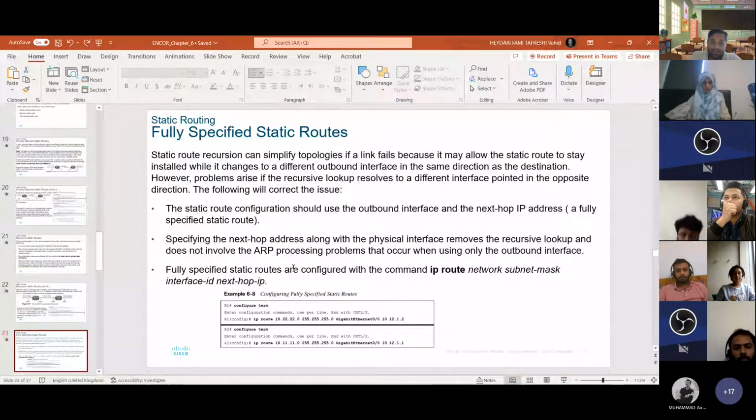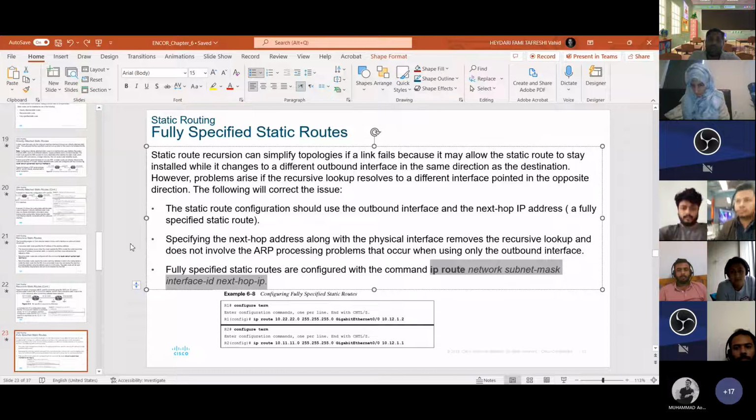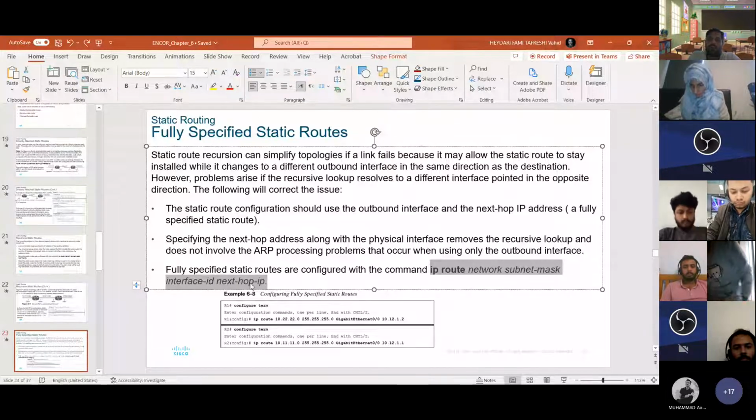And the third way of defining static routes is the fully specified static route, and it is this command. Basically, as the name suggests, it's fully specified, meaning that you not only specify the egress point or the outgoing interface ID, but also the next hop IP. This way, the fully specified static route is known to be more efficient than any other way, because you give the router all the information that it needs.